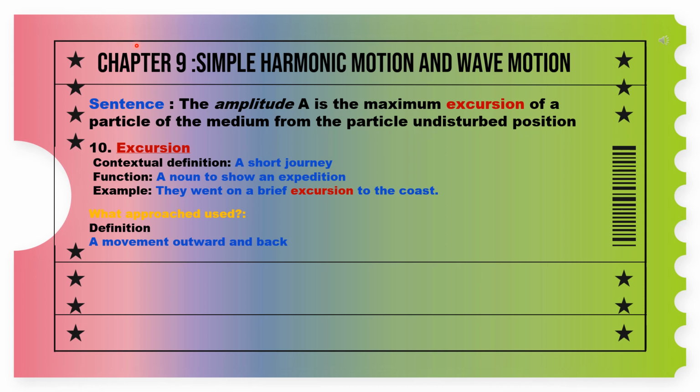Chapter 9, Simple Harmonic Motion and Wave Motion. The sentence: the amplitude A is the maximum excursion of a particle of the medium from the particle's undisturbed position. Excursion. Contextual definition: a short journey. Function: a noun to show an expedition. Example: they went on a brief excursion to the coast. Definition: a movement outward and back.